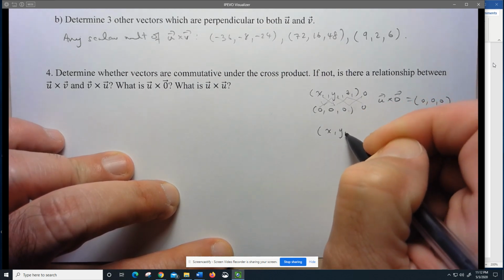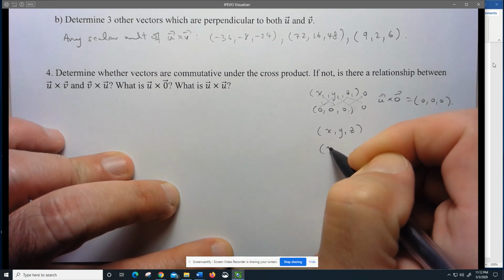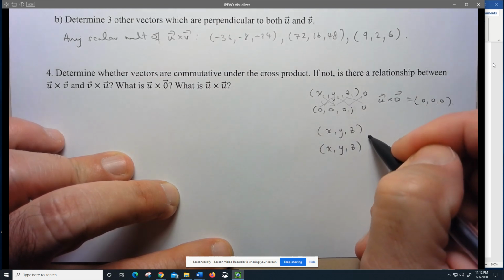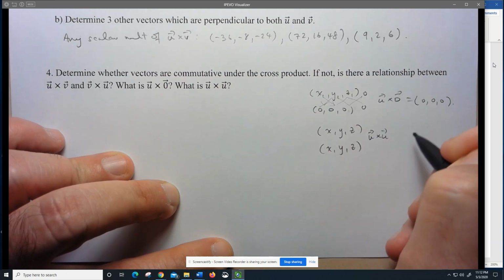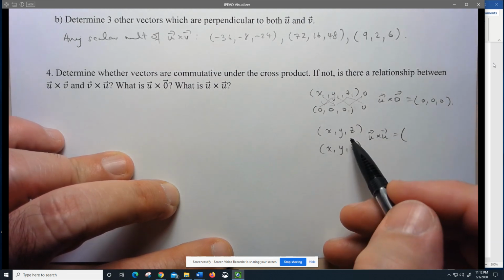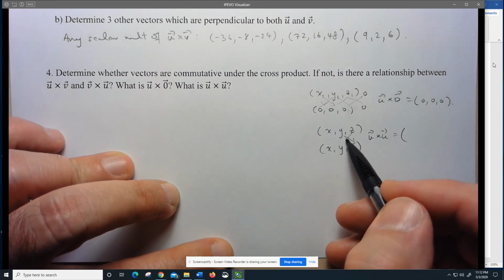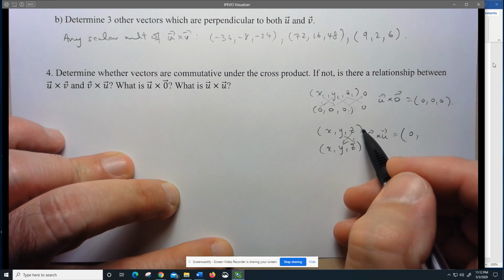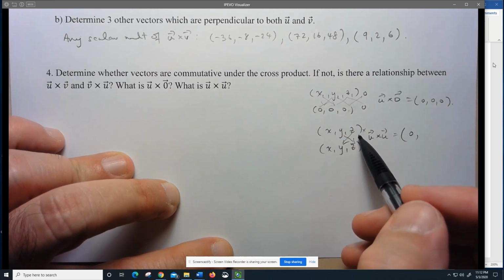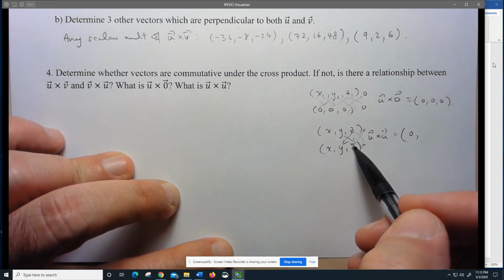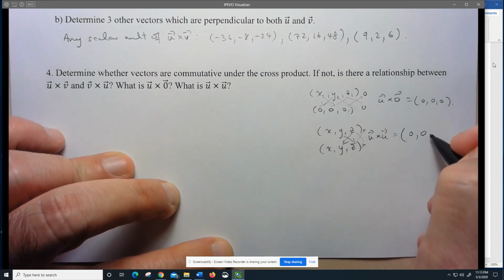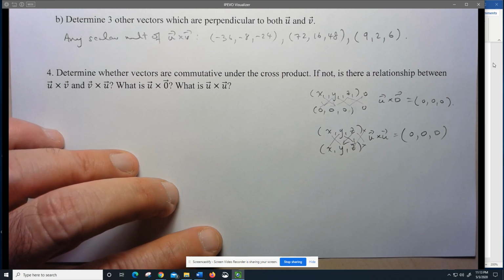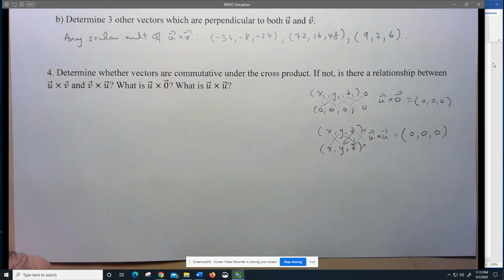So x, y, z, and then let's cross it with x, y, z. Okay, well, let's do u cross u. Let's see what happens. Well, we have yz minus zy, 0. Let's do, whoops, I forgot these here, zx minus xz. Those are the same. So again, 0, and xy minus xy, 0. So it also produces 0.